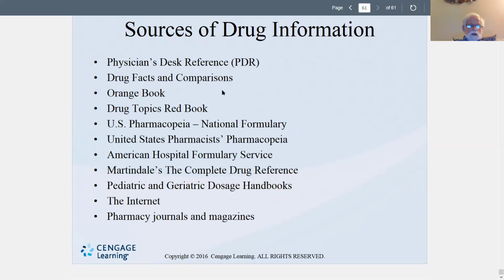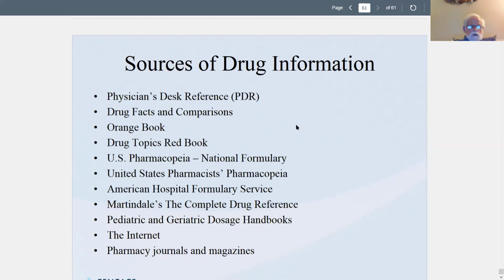The Orange Book is the FDA's list of drugs that are approved for use. The U.S. Pharmacopoeia National Formulary is another source of good information about drugs, and especially if you have to do compounding, in other words, preparing a different dose than is commercially available for a product, then you can usually find the recipe in the USP.